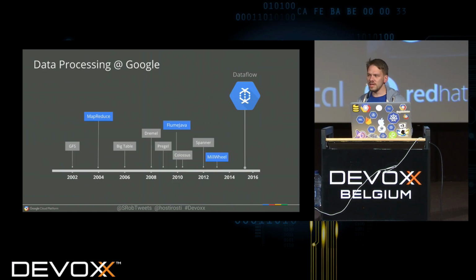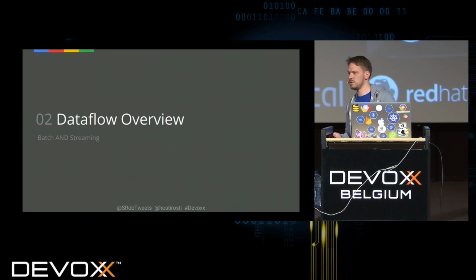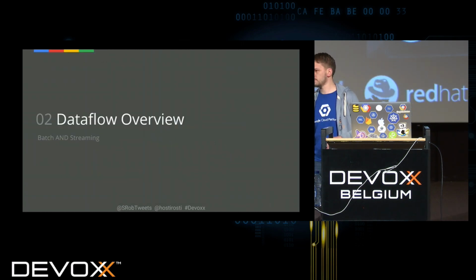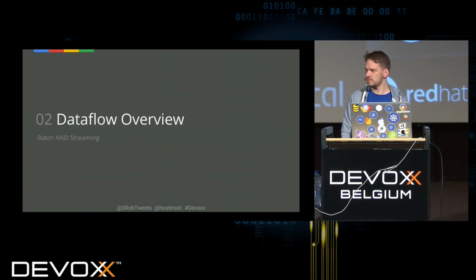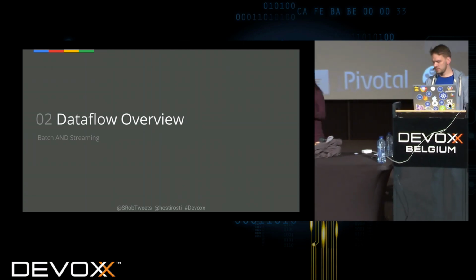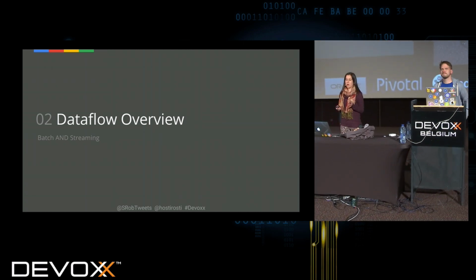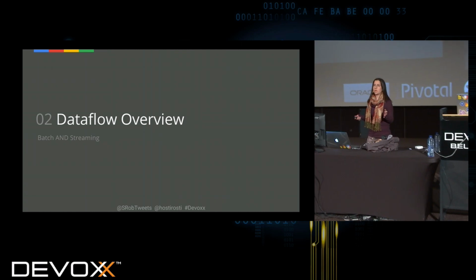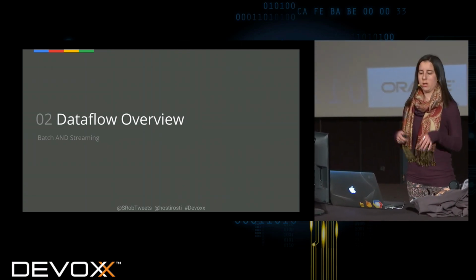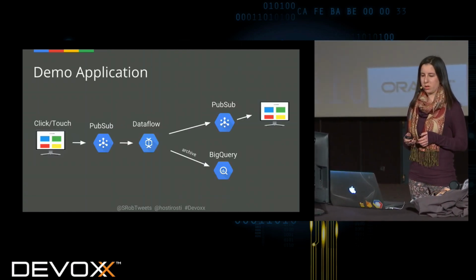So Dataflow addresses exactly this challenge. We wanted to have a system where you can do both in one system with one programming model within one infrastructure. And Sara is going to talk a bit about Dataflow. Thanks, Robert. So as Robert mentioned, Dataflow gives us the best of both worlds. We get the powerful batch processing from MapReduce, we get the easy-to-use API from FlumeJava, and then we get the stream processing from MillWheel.